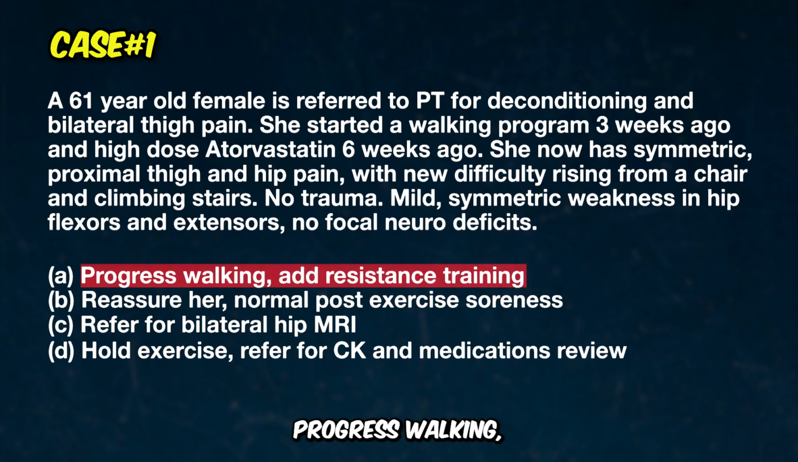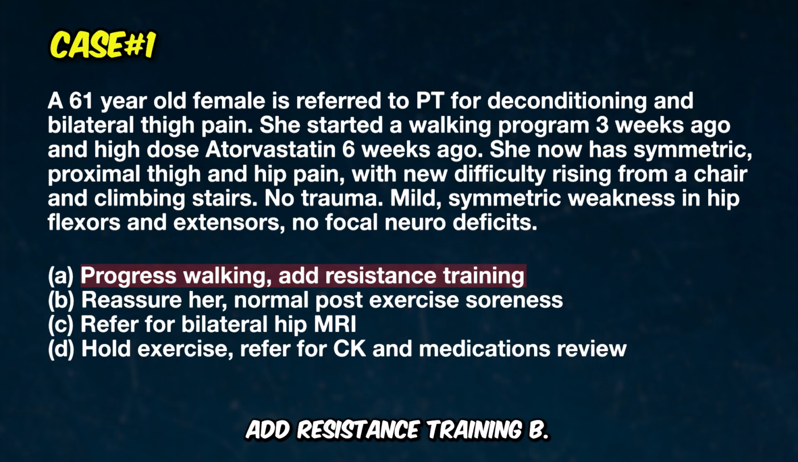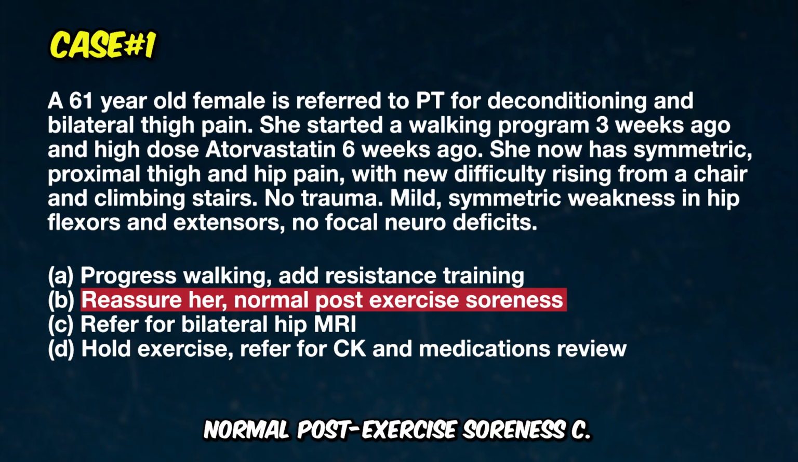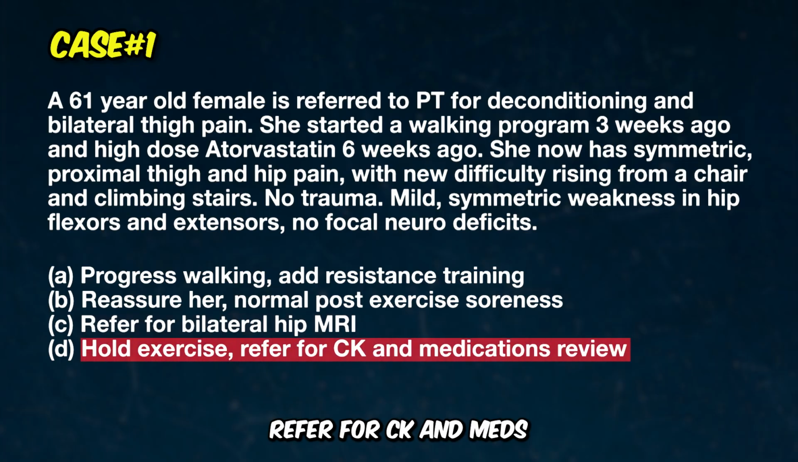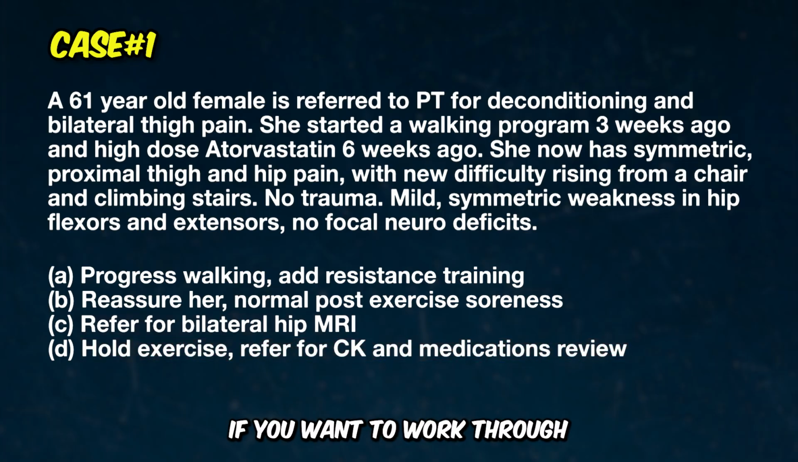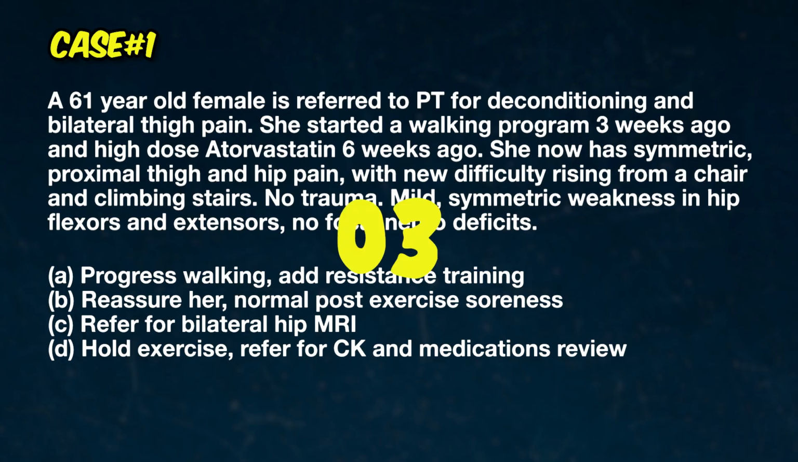Option A, progress walking, add resistance training. Option B, reassure her, normal post-exercise soreness. Option C, refer for bilateral hip MRI. Option D, hold exercise, refer for CK and meds review. Alright, pause it here. If you want to work through it yourself, I will wait.